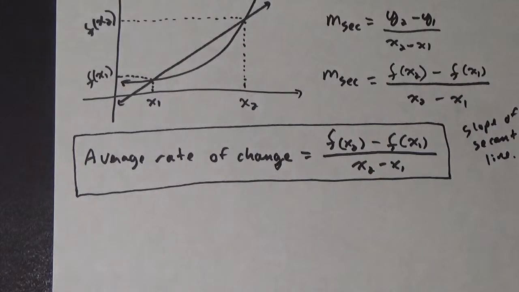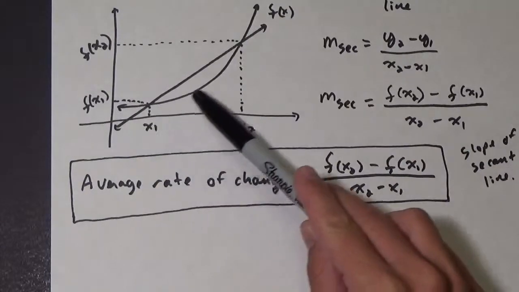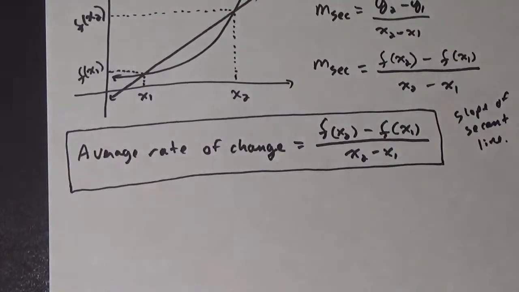Okay, so when do we use average rate of change? Average rate of change is oftentimes used when you don't have an equation. You don't know exactly what's going on. So let's look at an example.